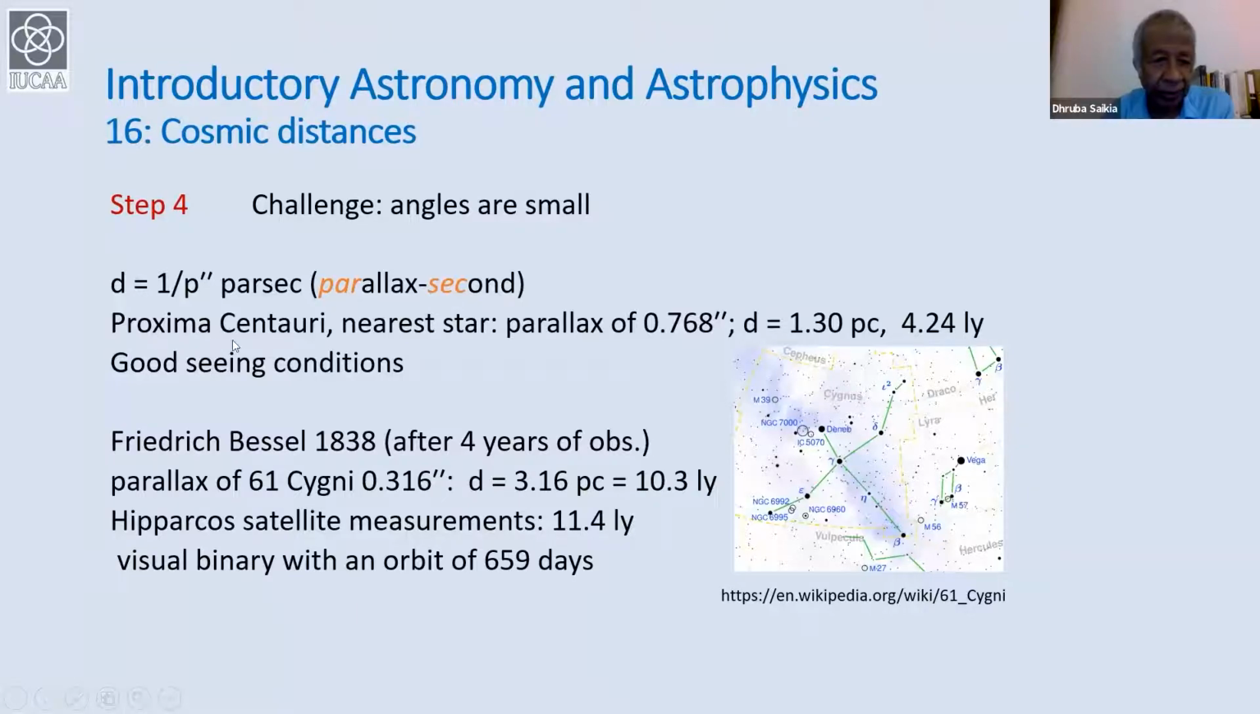So Proxima Centauri is the nearest star. It is part of the Alpha Centauri complex. Alpha Centauri is slightly further than Proxima Centauri.